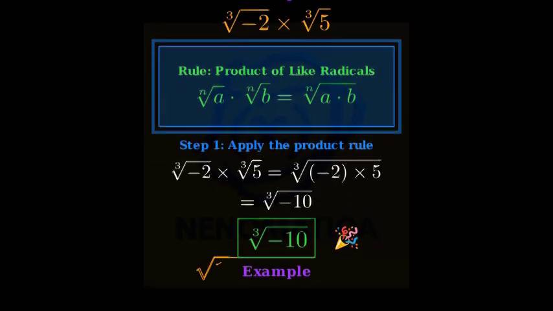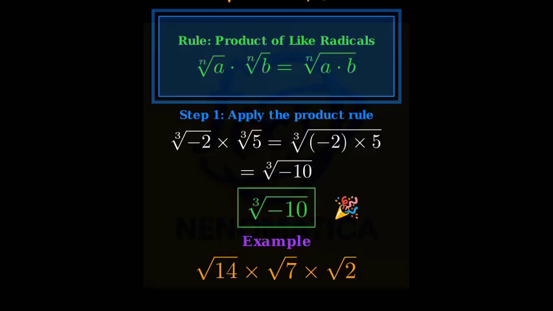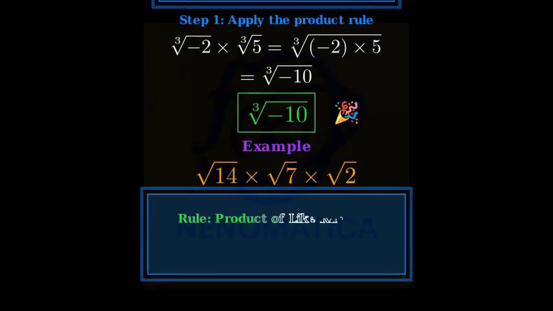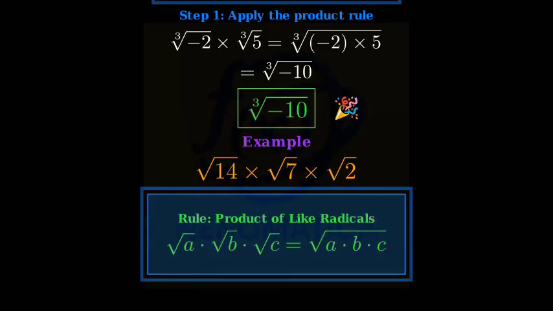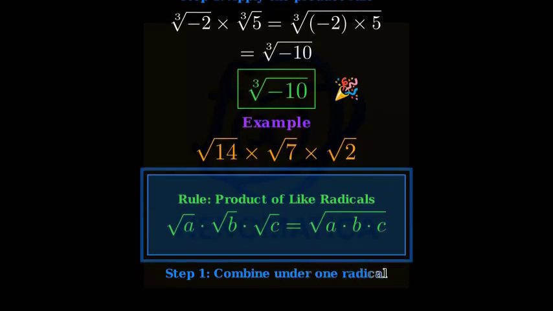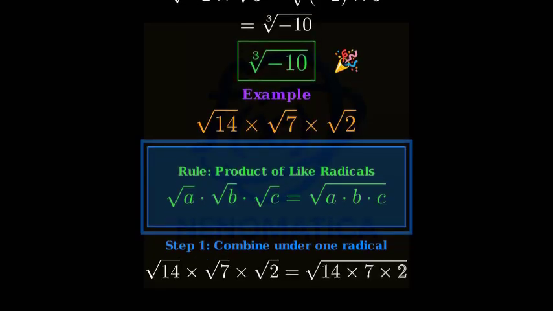In this problem, we need to compute the square root of 14 times the square root of 7 times the square root of 2. Again, we'll use the product rule for radicals. Since all of these are square roots with the same index, we can multiply what's inside. Step 1. Let's combine all the square roots under one radical. The square root of 14 times the square root of 7 times the square root of 2 equals the square root of 14 times 7 times 2.